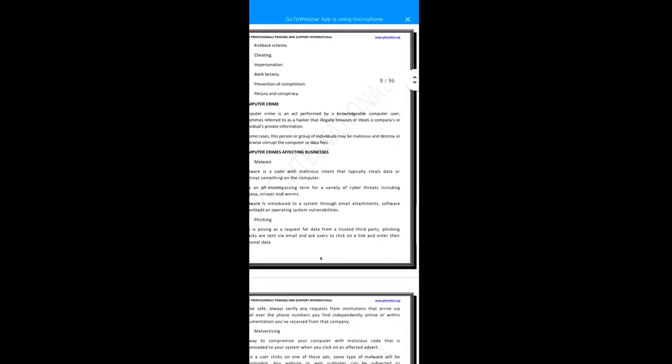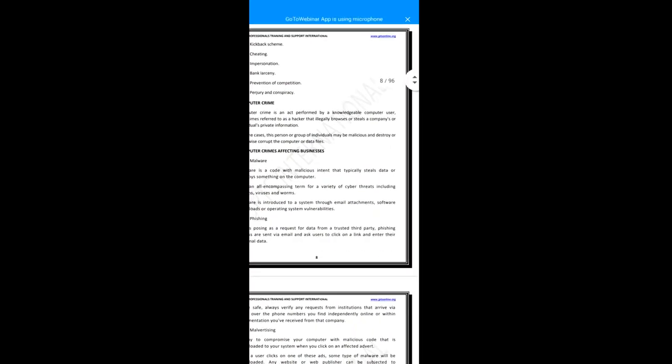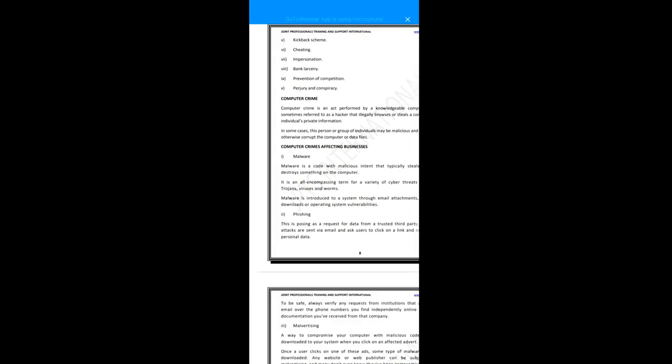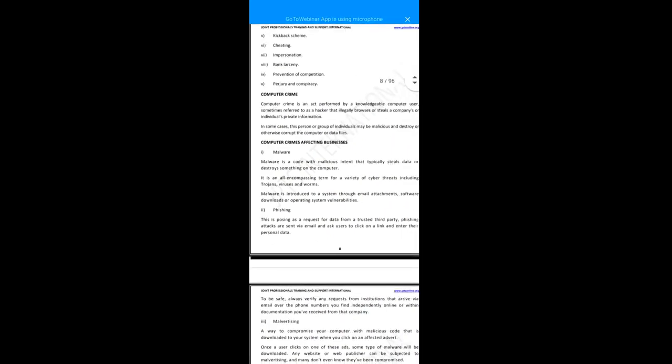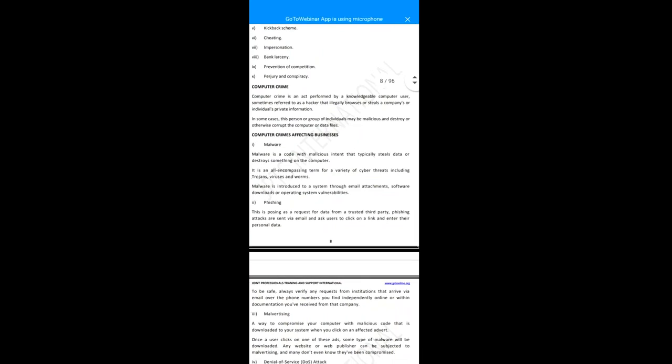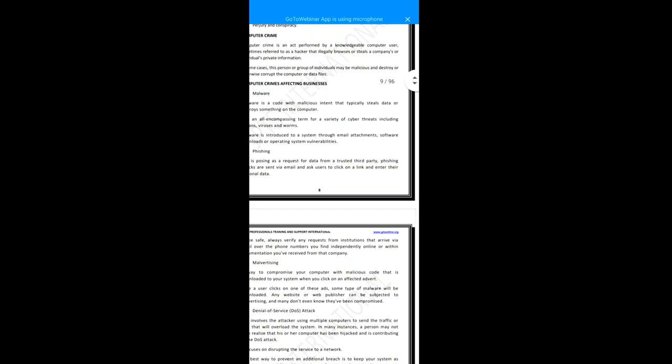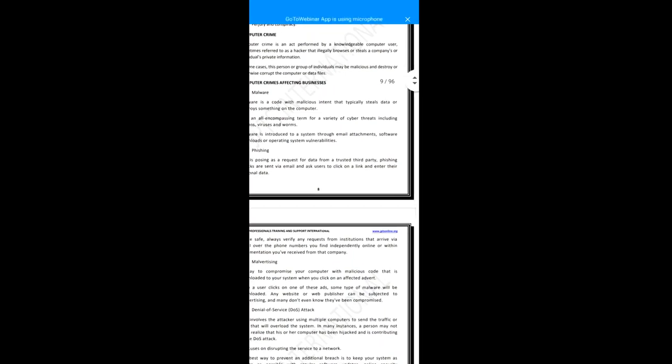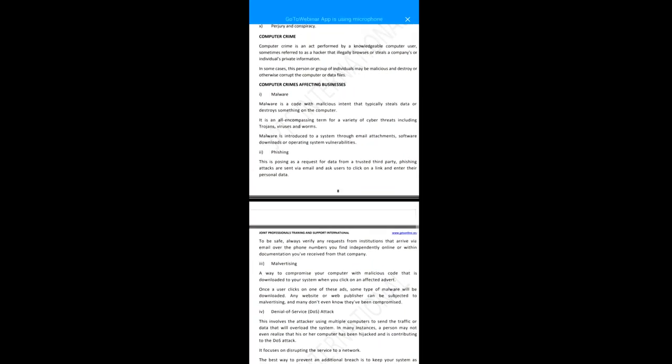Number two, phishing. This is posing as a request for data from a trusted third person. Phishing attacks are sent via email and ask users to click on a link and enter their personal details. To be safe, always verify any request from institutions that arrives via email over the phone, using numbers you find independently online or within documentation you've received from that company.